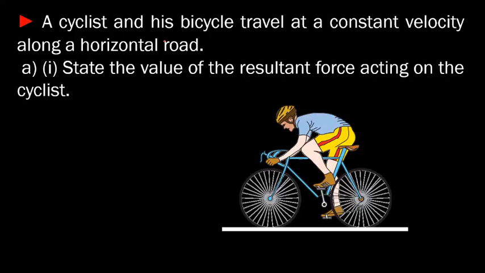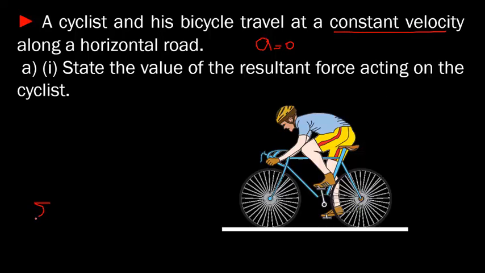A cyclist and his bicycle travel at a constant velocity along a horizontal road. State the value of the resultant force acting on the cyclist. Okay, we know that acceleration is 0 here. How do I know that? Because the velocity is constant.